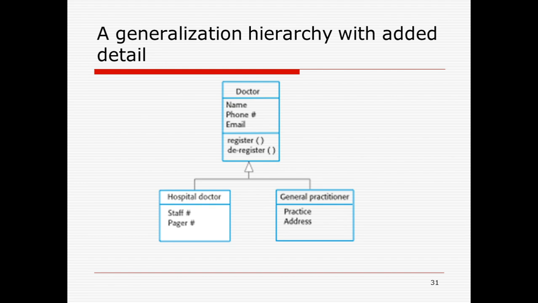In the previous diagram, only the class names were stated. Now, in the generalization format, you can specify the details of the classes, like the attributes and the operations. Suppose for the doctor class, the attributes are name, phone, and email, and the operations are register and deregister. These are the two operations through which it interacts with the subclasses. Similarly, the hospital doctor and general practitioner also have some attributes and operations of their own.